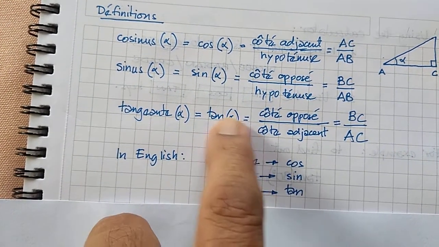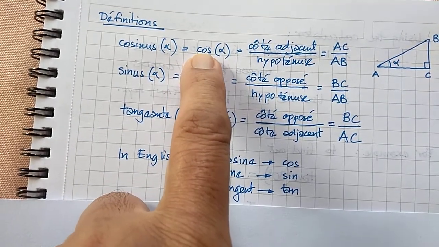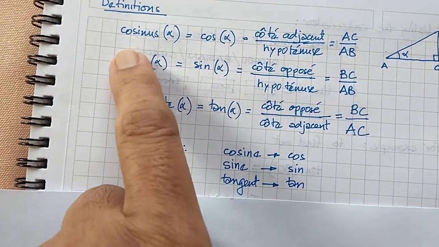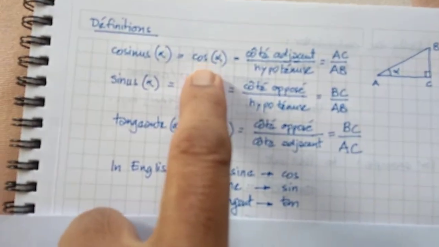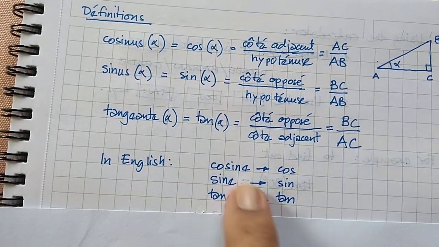No, actually in French it's called sin. In English it's pronounced sine. So in English you'll say cos alpha, sine alpha. In French you'll say cos alpha, sin alpha. Okay. And the last one is called tangent.